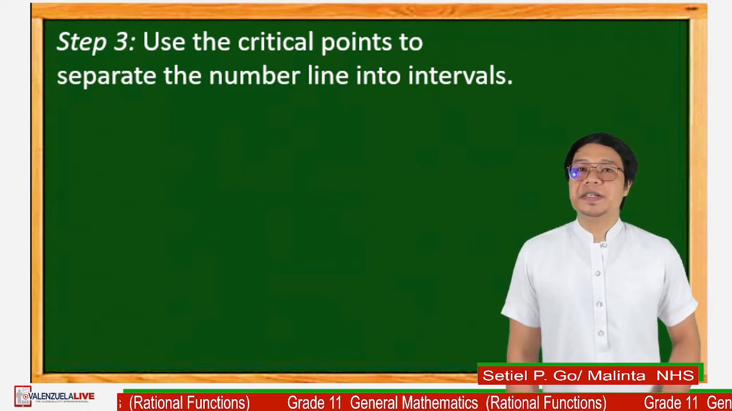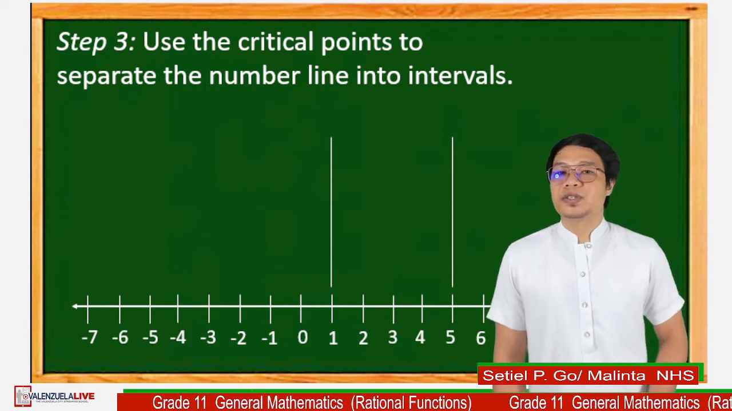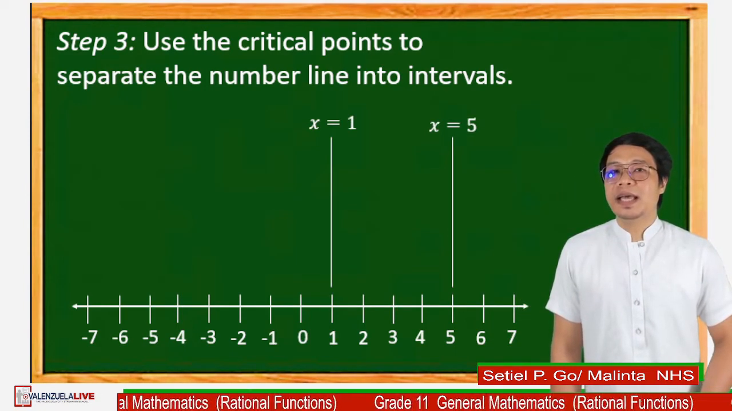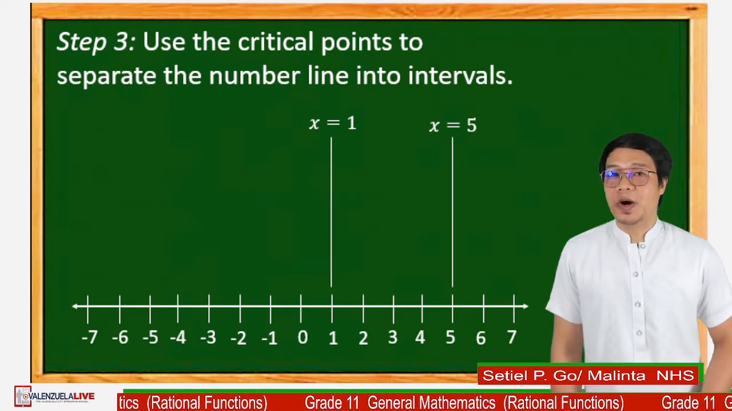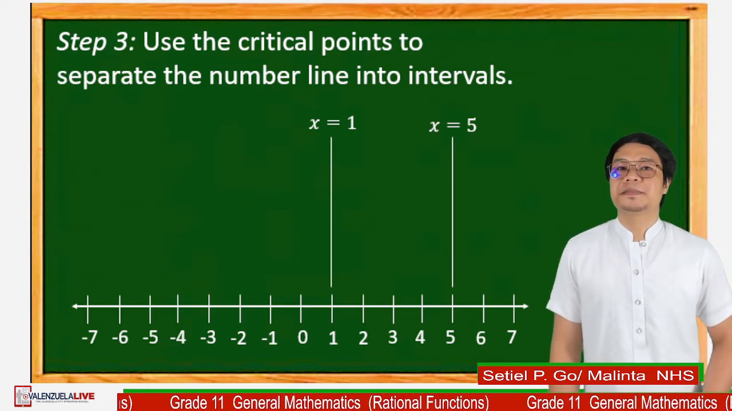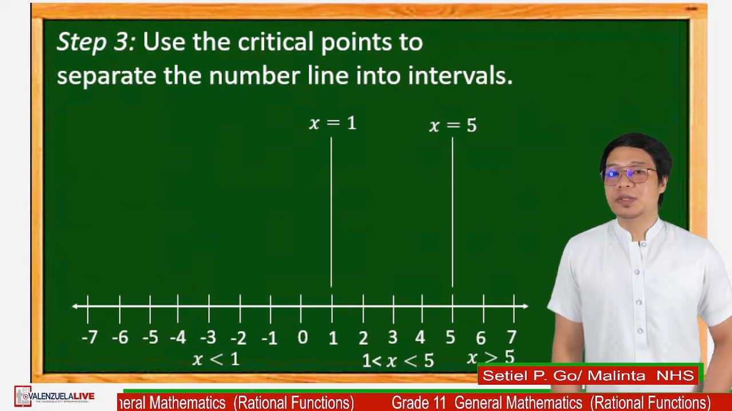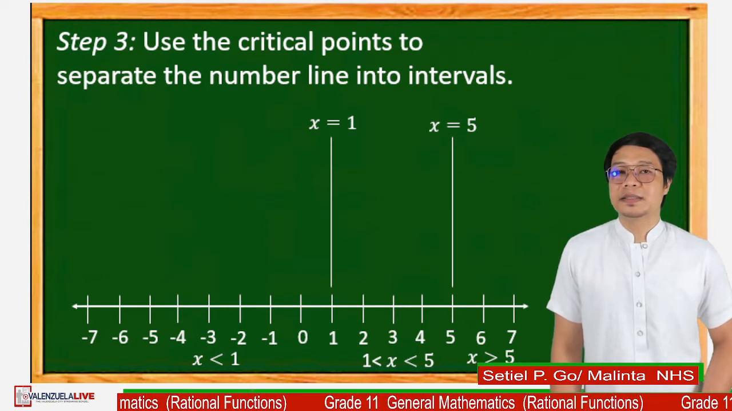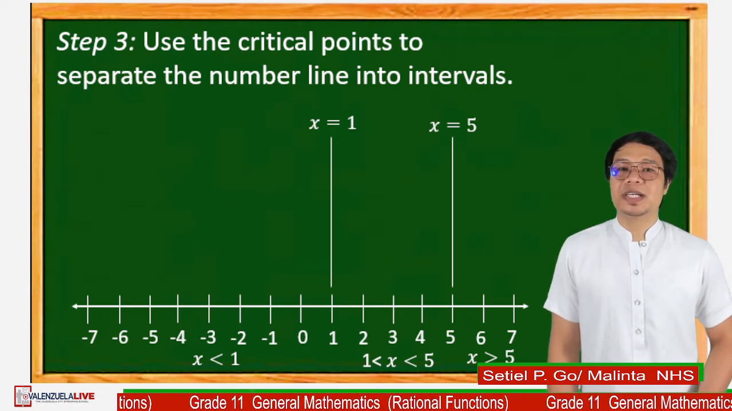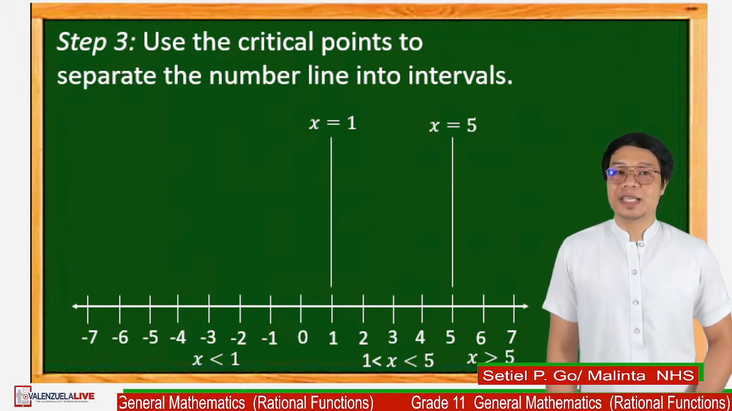Number 3, use the critical points to separate the number line into intervals. So we have the number line, wherein x is equal to 1 will be located in this part, and x is equal to 5 will be located in this part. So on the left side of x equals 1 will be x is less than 1. Between 1 and 5 will be x is greater than 1 but less than 5. And beyond 5 will be x is greater than 5.